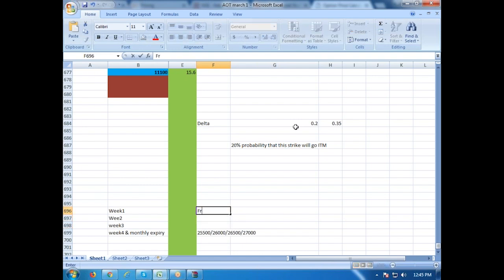Week 1 starts from Friday, and on Friday, if I'm talking about liquidity, the calendar spread of week 3 versus week 4 will always give you the best liquidity. Week 3 versus week 4 will always give you the best liquidity. The monthly expiry versus the last week is where you get the best liquidity.